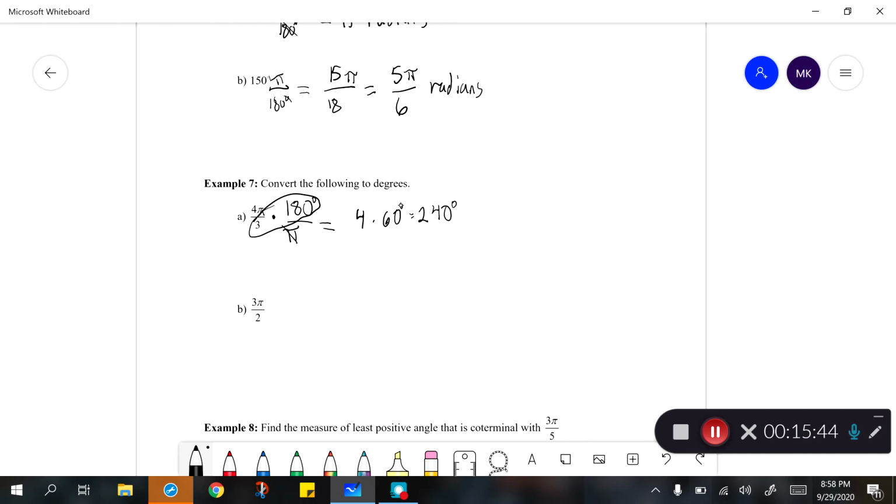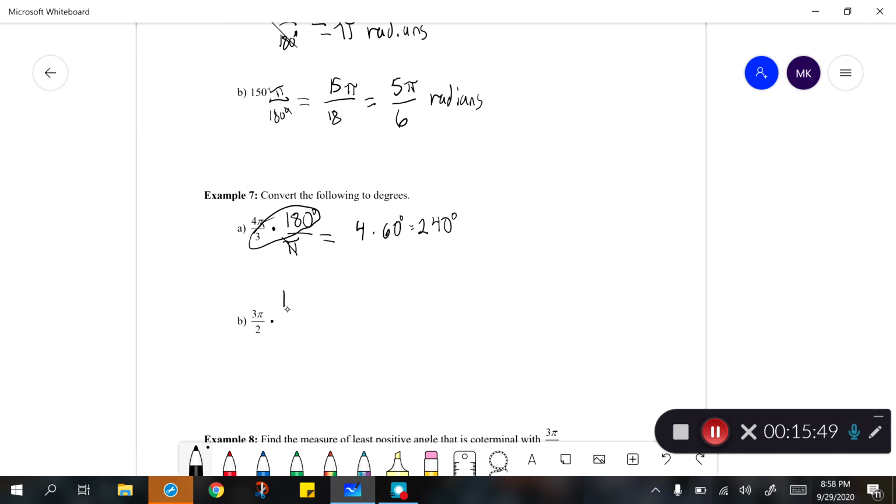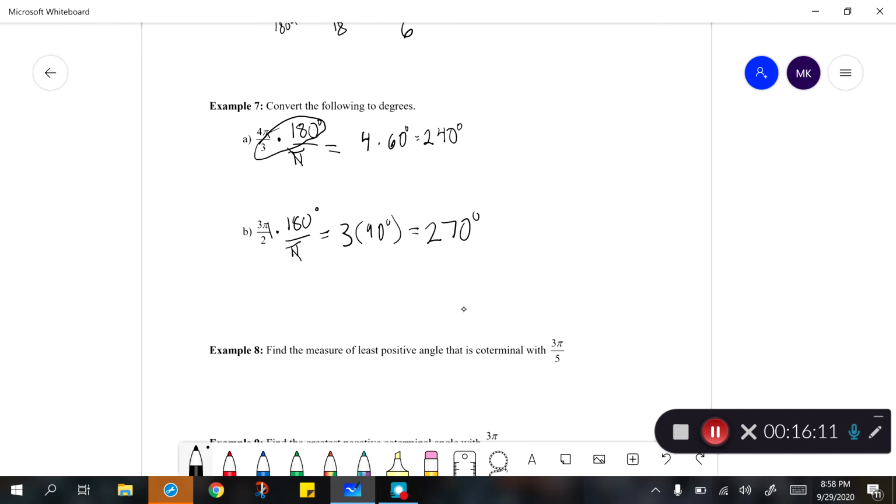There we have it. 3 pi over 2. Again, because we have that pi, we are in radians already, we need to cancel that out. So 180 degrees over pi, cancel those. 3 times 90 degrees, because the 2 goes into 180, 90 times, right? And that gives us a lovely little 270 degrees. Okay. Nice. That's not too bad.